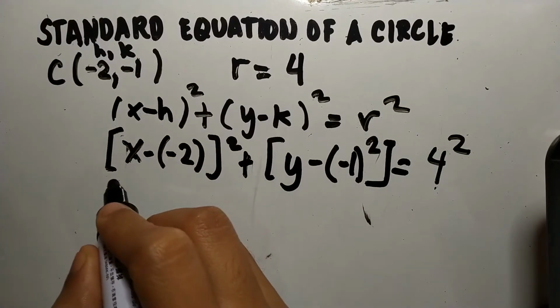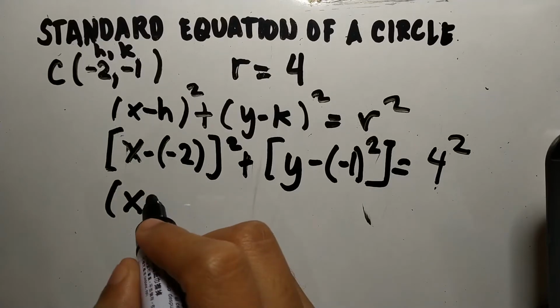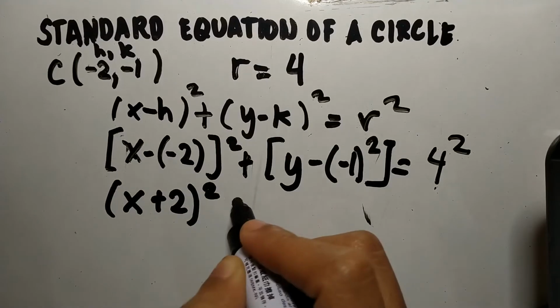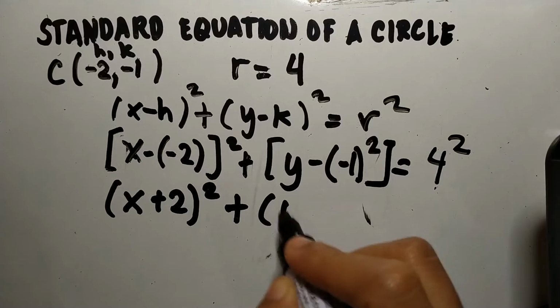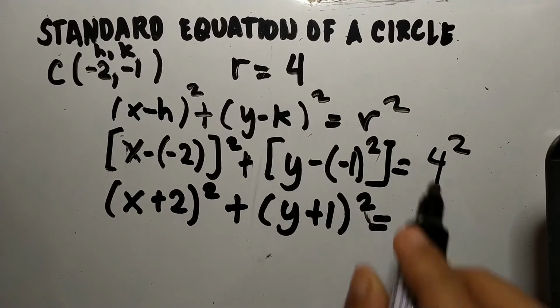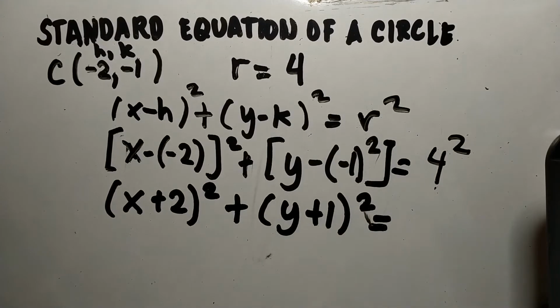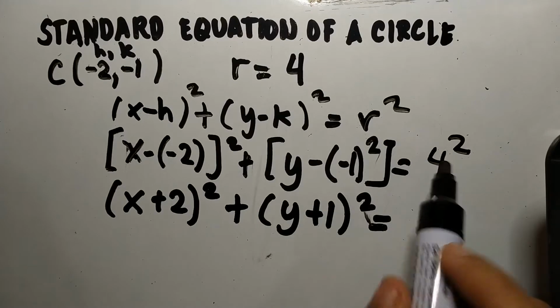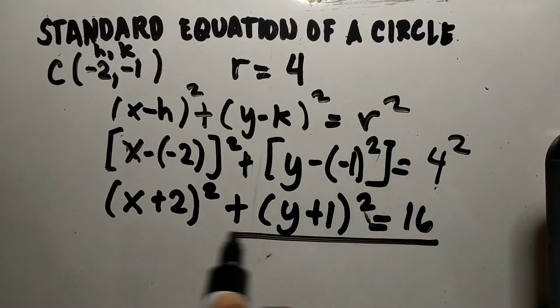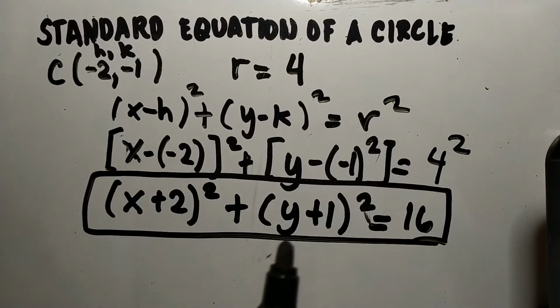Then simplify. It becomes parentheses again. x, negative times negative 2 is positive 2. Then don't forget the exponent. y, negative times negative 1 is positive 1. And 4 times 4 is not 8. Some are in a hurry and want it to be 8. So 4 times 4 is 16. So this is the standard equation for item number 4: (x plus 2) squared plus (y plus 1) squared equals 16.